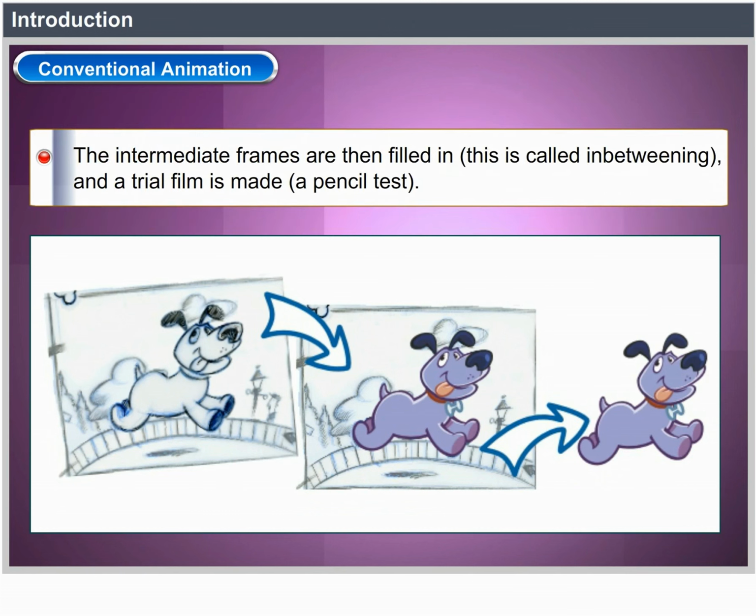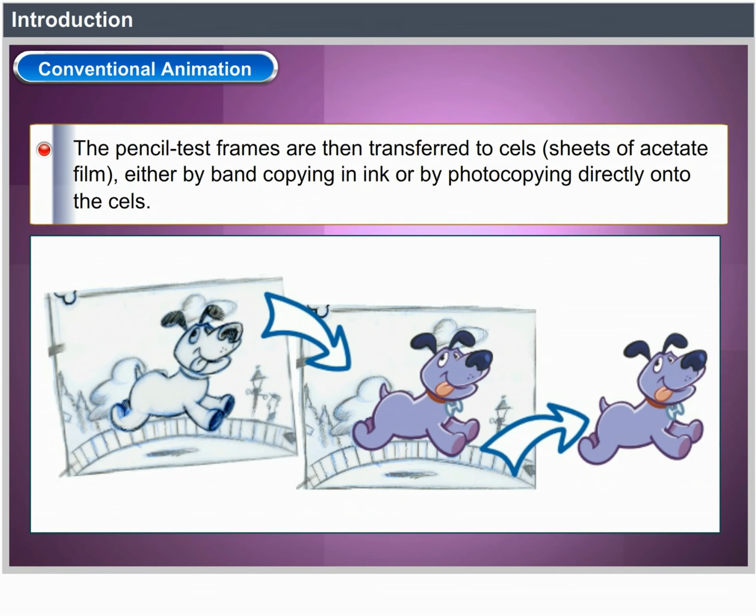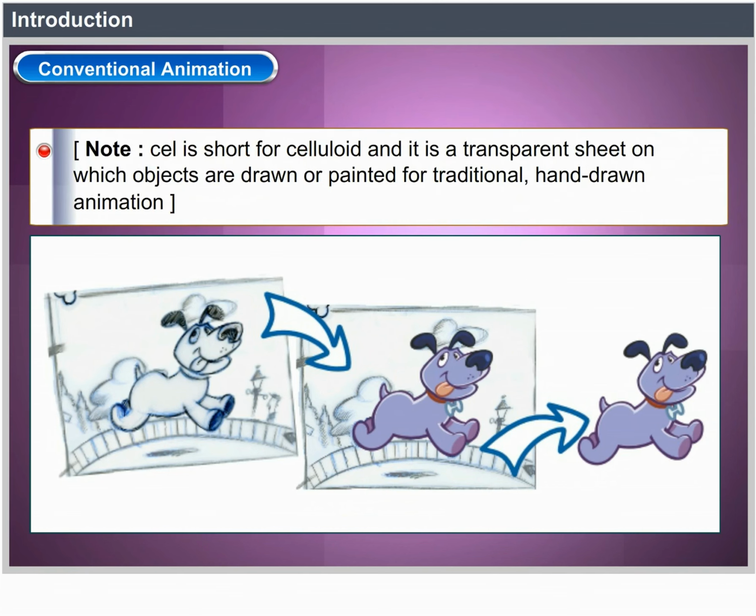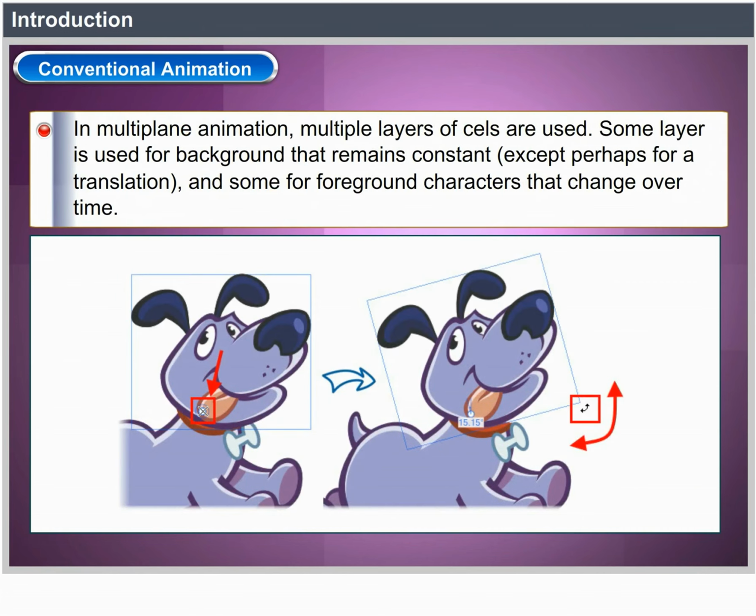This is called in-betweening, and a trial film is made, a pencil test. The pencil test frames are then transferred to cells, sheets of acetate film, either by hand copying in ink or by photocopying directly onto the cells. Note: cell is short for celluloid, a transparent sheet on which objects are drawn or painted for traditional hand-drawn animation. In multiplane animation, multiple layers of cells are used, some for background that remains constant except perhaps for a translation, and some for foreground characters that change over time.